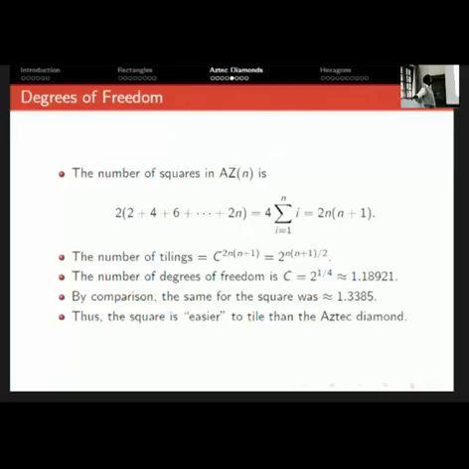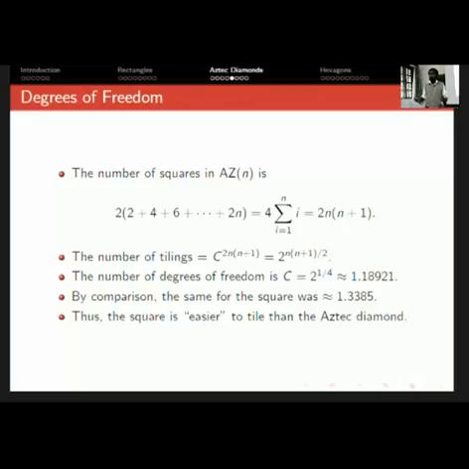Okay, so let's calculate C for this. So the total number of squares you can calculate is this number, 2n times (n plus 1). And since we know that our degree of freedom is C, C raised to power 2n(n+1) is this number. So C is the square root of the square root of 2, approximately 1.189. And remember that the number for the square was roughly 1.33. So in some sense, what we are saying, because 1.33 is greater than 1.189, is that the 2n by 2n square is easier to tile. There's more degree of freedom associated to a single cell in a 2n by 2n square than in an Aztec diamond of size n. That's why this being greater than this has some meaning.